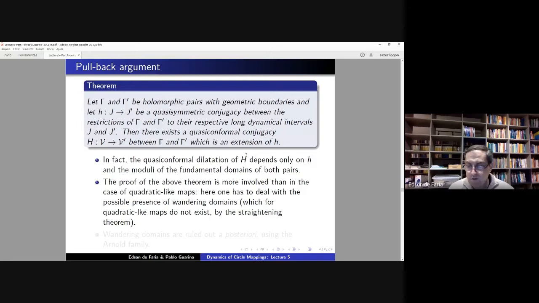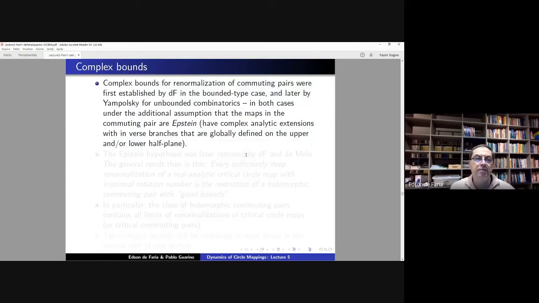I now have this object, and I know that this object is quasi-conformally conjugate to another object of the same type which lives inside the Arnold family. And for the Arnold family, you can show that there are no wandering domains. So these objects do not have wandering domains. But the ruling out is a posteriori. So in the proof of the pullback argument, you have to deal with the possibility of wandering domains. Okay, and to do that, you have to do some quasi-conformal sewing, you know, using something called the Bayer's lemma, and I'm not going to go into that.